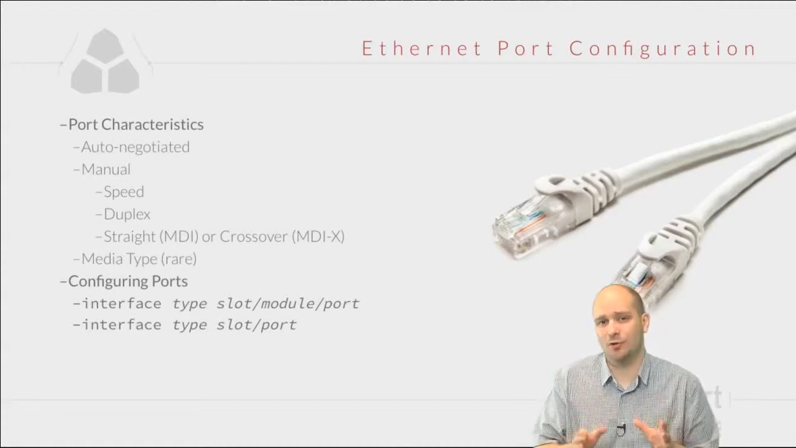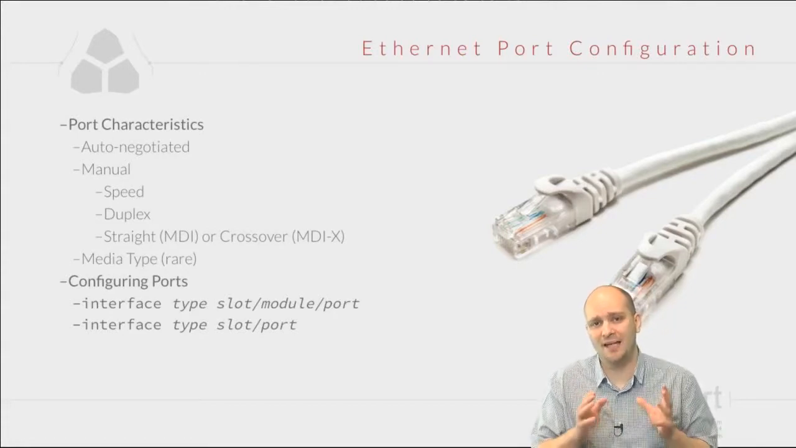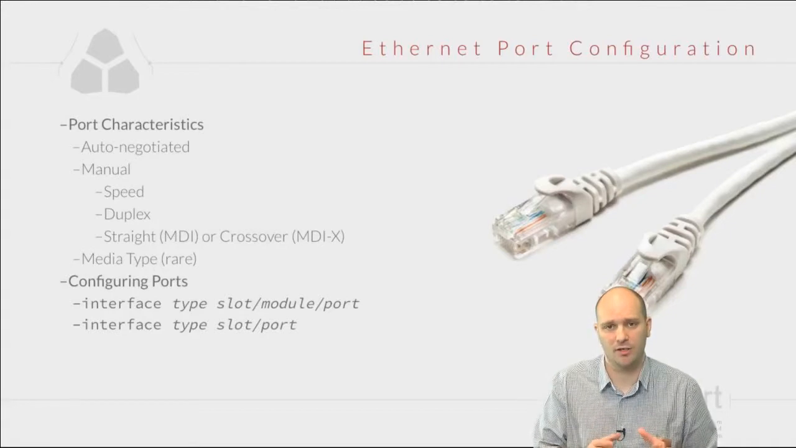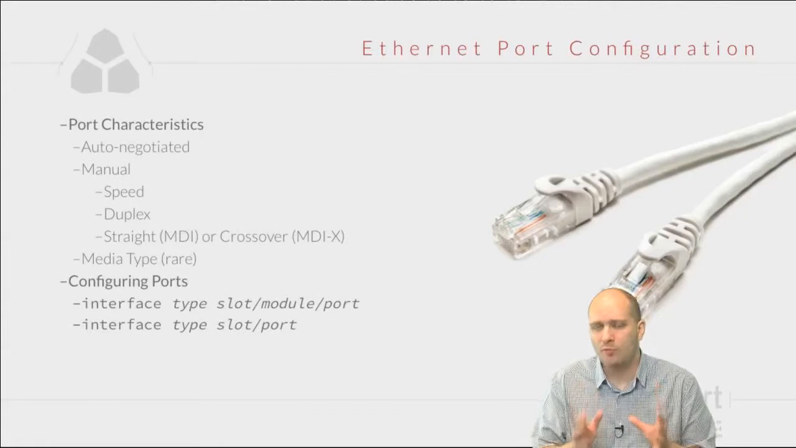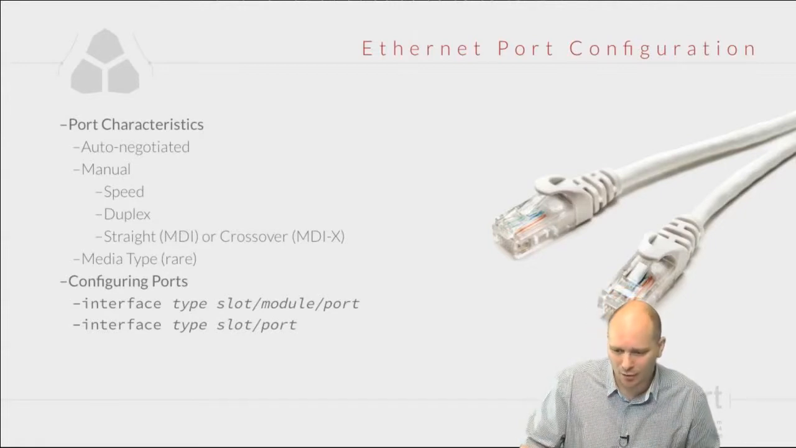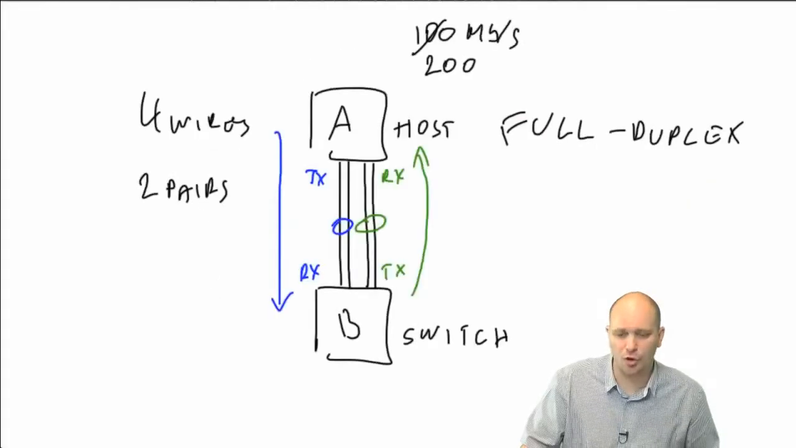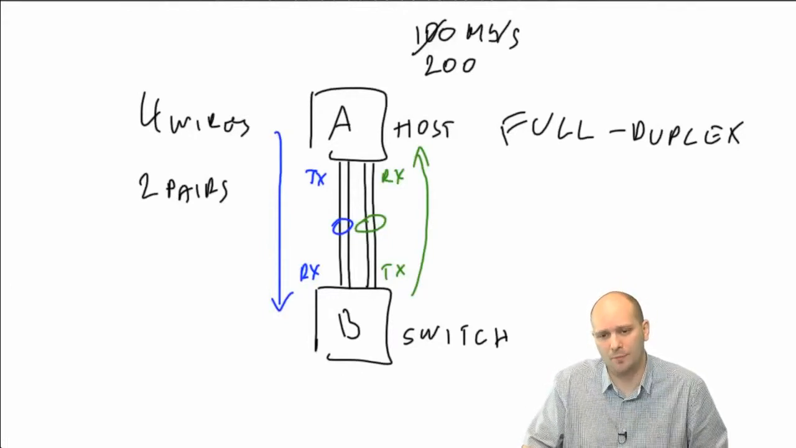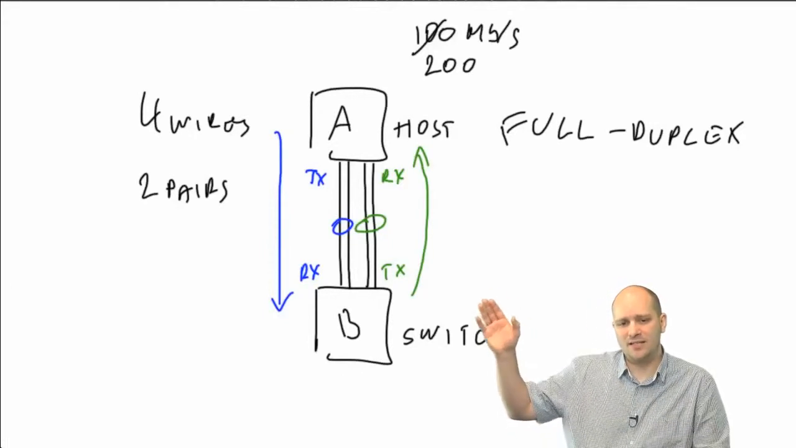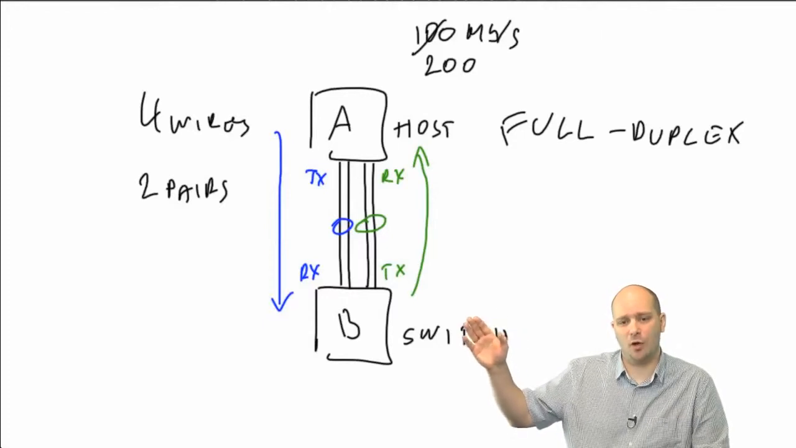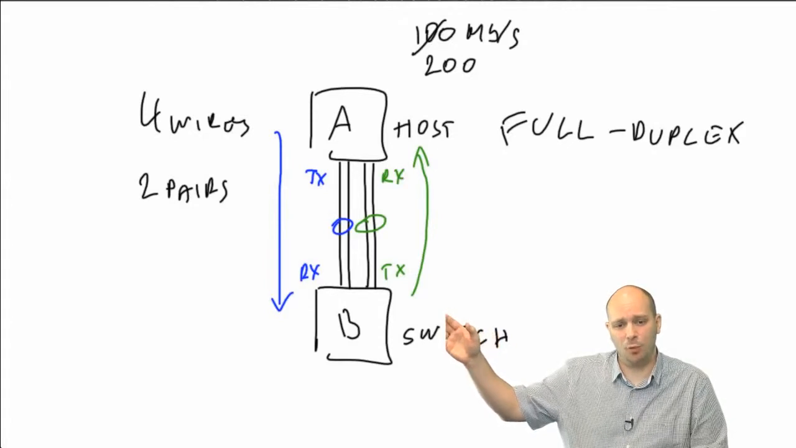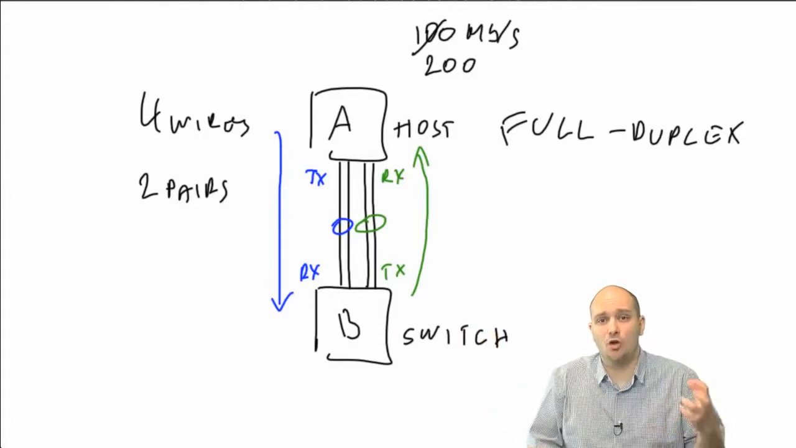Another thing that we can set on most modern switches is, do we want to have the port operate in MDI or MDIX configuration? MDI stands for Media Dependent Interface. What we mean by this is, if we go back to our first drawing here on the whiteboard, you can see here that one side, our green pair on switch B, is operating in transmit mode, and the blue ones are operating in receive mode.